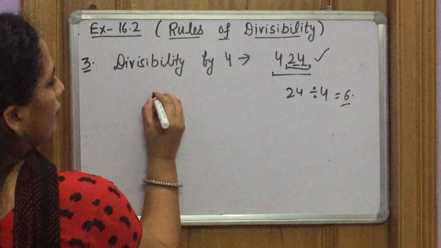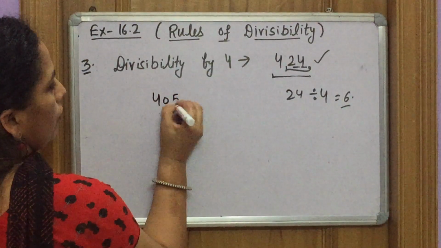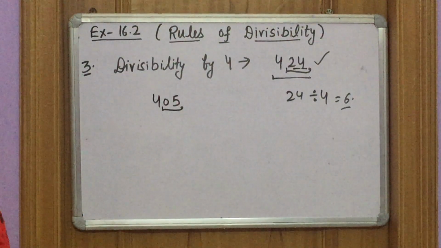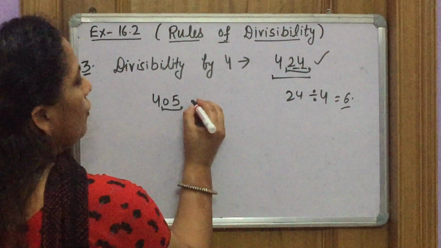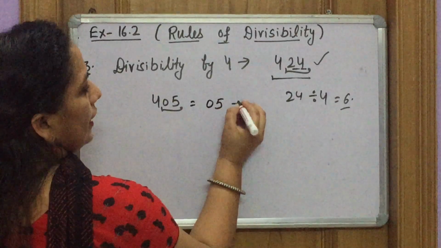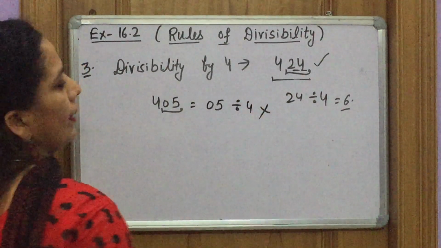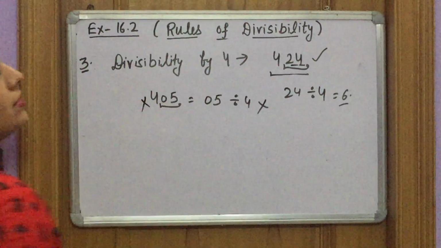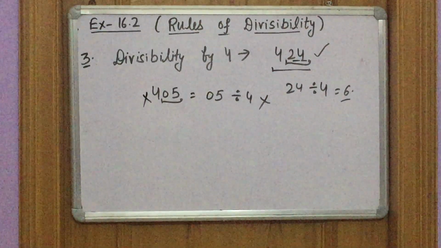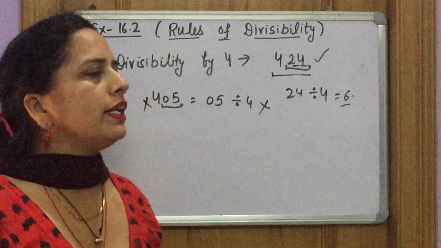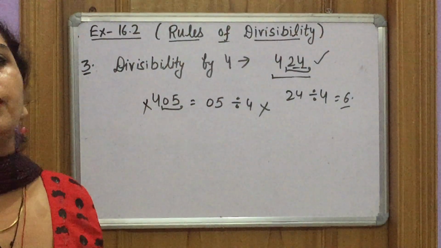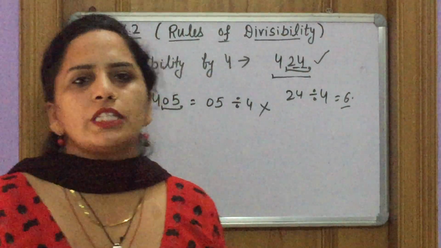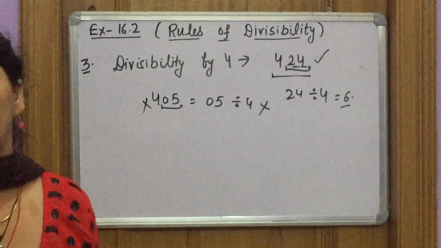One more example, 405. Here last 2 digits are 05 and 05 is not divisible by 4. Then we will say that no, this number is not divisible by 4. So to check whether a number is divisible by 4 or not, what will we do? Just check whether the last 2 digits are divisible by 4 or not.